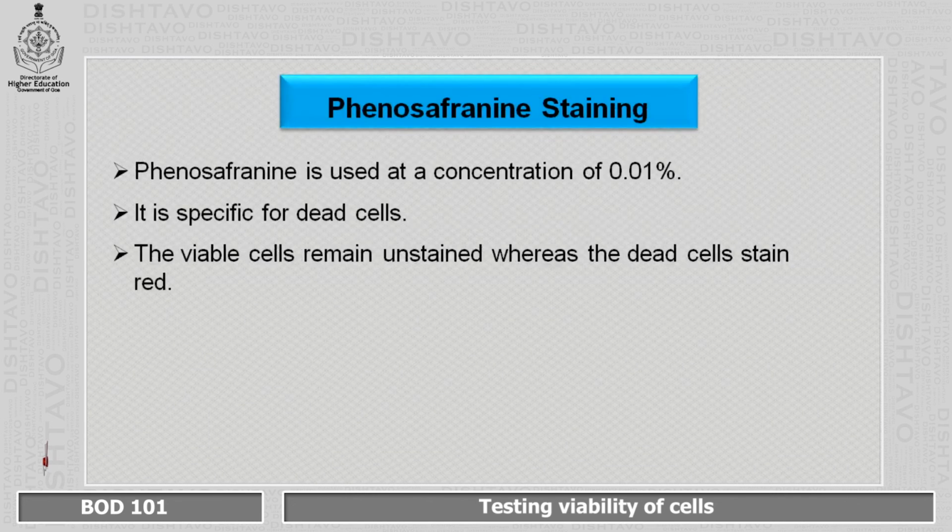Next is the phenosafranin staining. Phenosafranin is used at a concentration of 0.01%. It is specific for dead cells. The viable cells remain unstained, whereas the dead cells stain red.